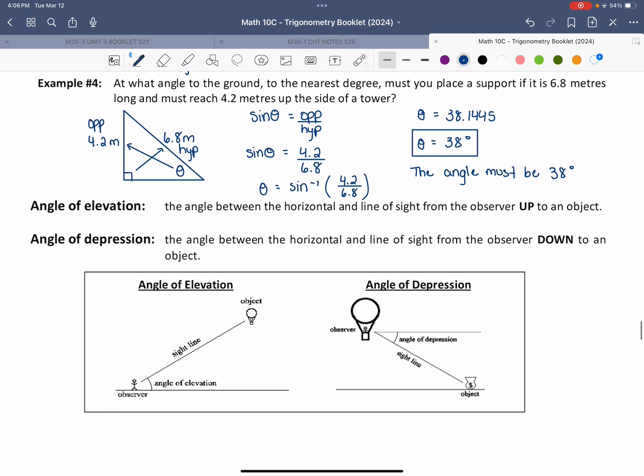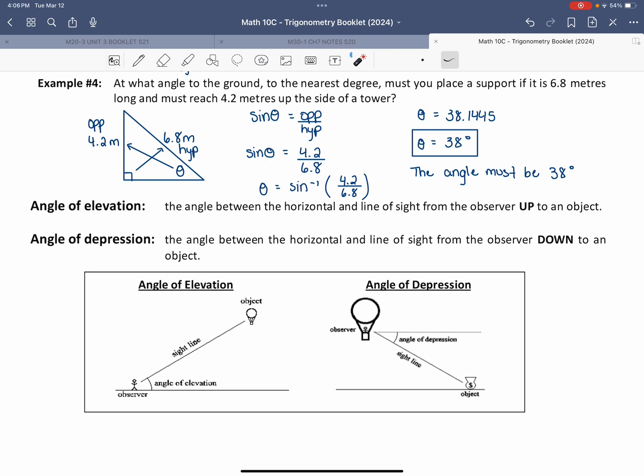Angle of elevation. This is the angle between the horizontal. Remember, a horizontal is a line that's going like this, and the line of sight from the observer up to an object. So here's a picture of that. We have an observer here. We've got a horizontal. So if they were to look straight, that creates our horizontal. Then we have an angle looking up to a line of sight from the horizontal, and that is our angle of elevation.